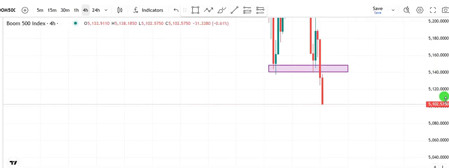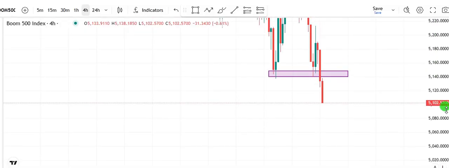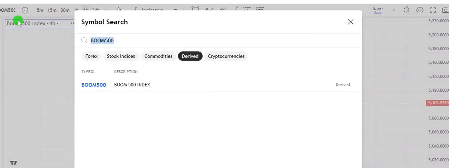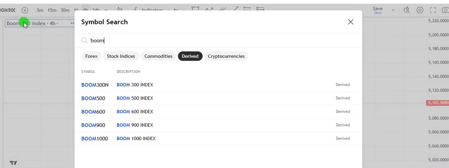Remember, I don't really like chasing the market. If it has moved, it has moved. So I just let it go, and there's always another day to trade another one. So going to the next one, which is going to be the Boom 1000.